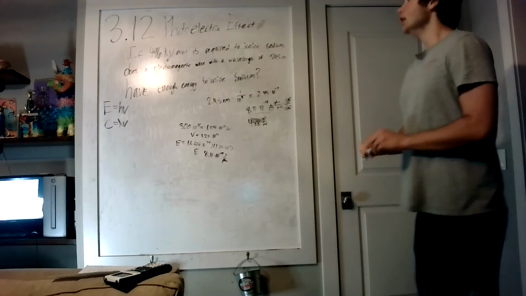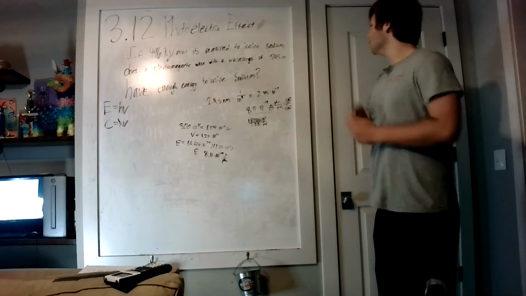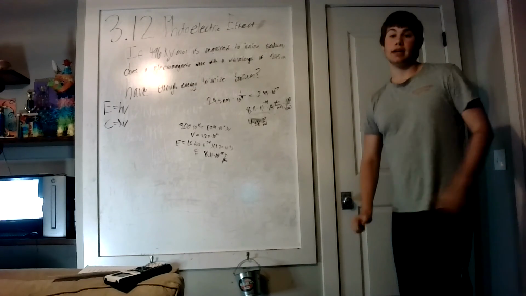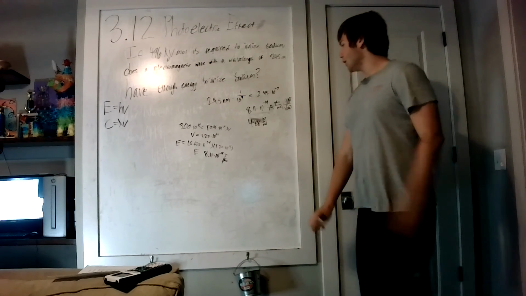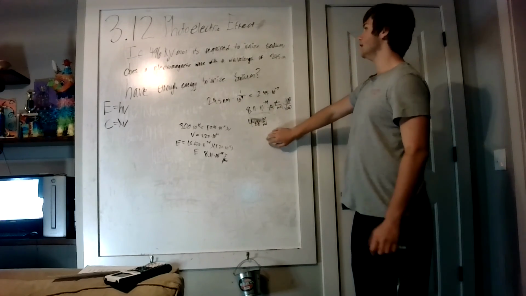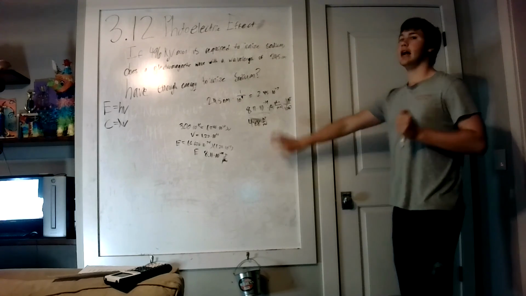So 496 kilojoules is required to ionize sodium, but we only have 488 from this electromagnetic wave. So this electromagnetic wave does not have enough energy, because 488 kilojoules per mole is less than 496 kilojoules per mole. This would not ionize sodium.